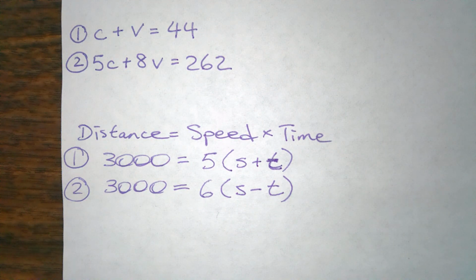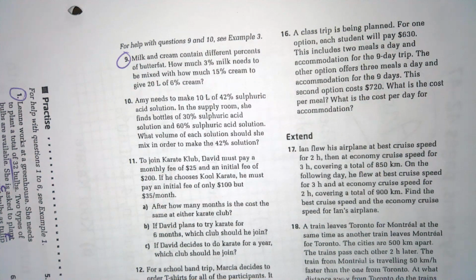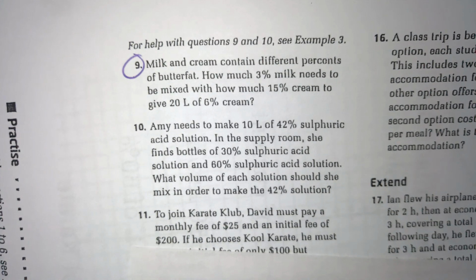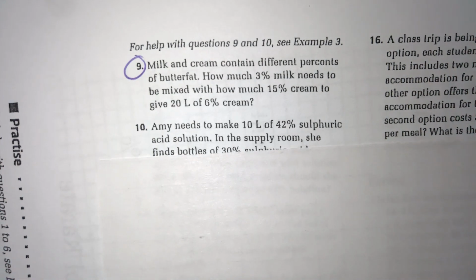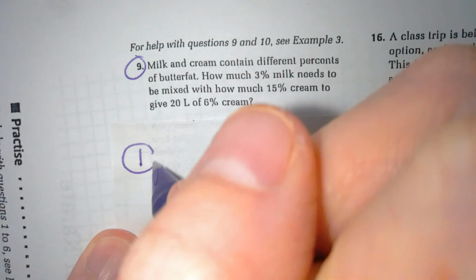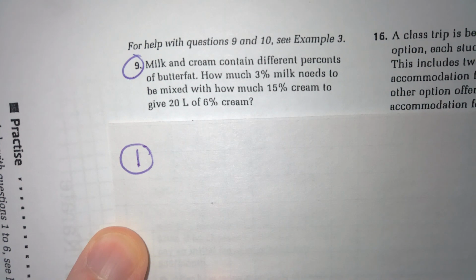Okay. Moving on, number 9. So 2 more questions from the homework. The milk question. Tayden, can you read the milk question for us? Number 9. Milk and cream contain different percents of butter fat. How much 3% milk needs to be mixed with how much 50% cream to give 20 liters of 6% cream?